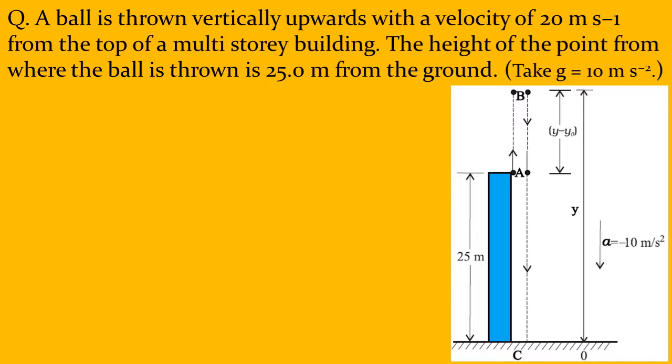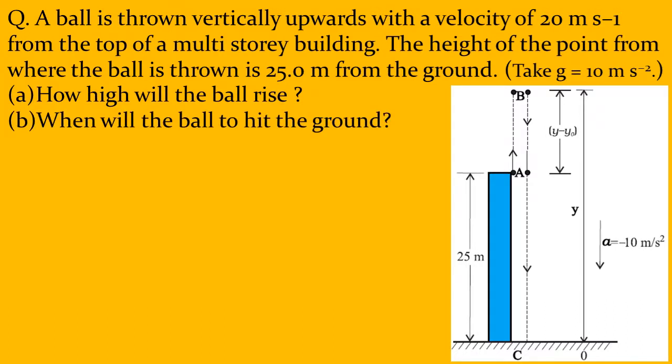A ball is thrown vertically upwards with a velocity of 20 meters per second from the top of a multi-storied building. This is a multi-storied building here. The height of the point from where the ball is thrown is 25 meters above the ground. I take the acceleration due to gravity as 10 meters per second square. Now the question: how high will the ball rise? When will the ball hit the ground?